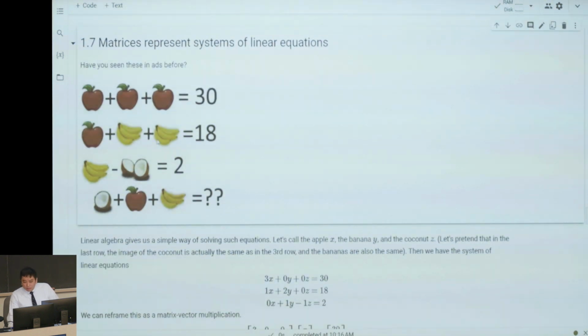And so I think we'll finish this section by talking about what matrices can represent. So you might have seen Facebook memes that look like this, right? And the question is, can we solve these types of equations systematically?